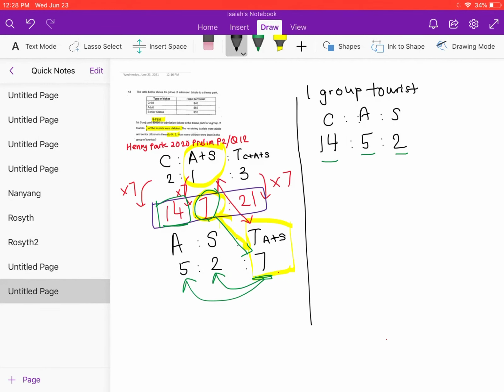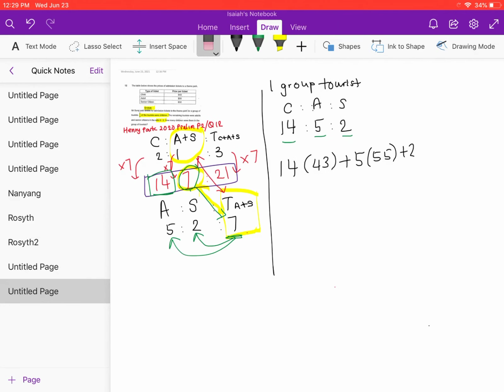Okay, so by taking the admission, what he has to pay for admission for 14 children, since each child must pay 43, so we take 14 times 43 plus 5 adults will be 55, and plus 2 senior citizens, okay, senior citizens will be 32. Okay, if we were to calculate this, punch a calculator, it will work out to be 941. So this is the money he has to pay if there is just one group of 14 children, 5 adults, and 2 senior citizens.